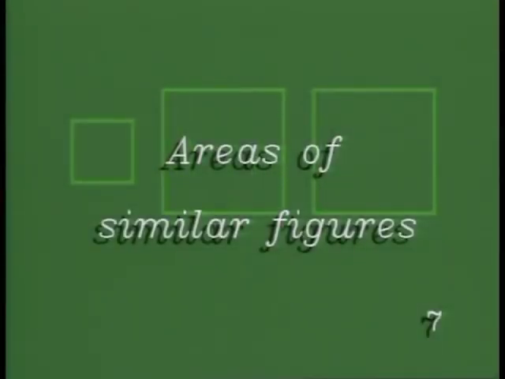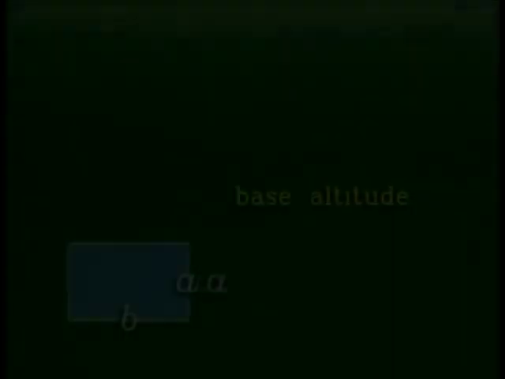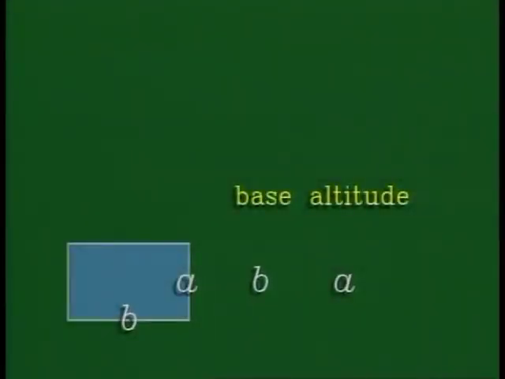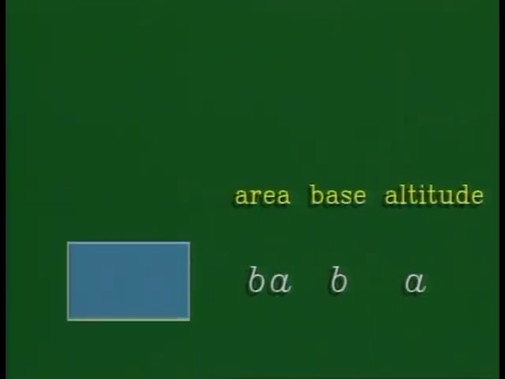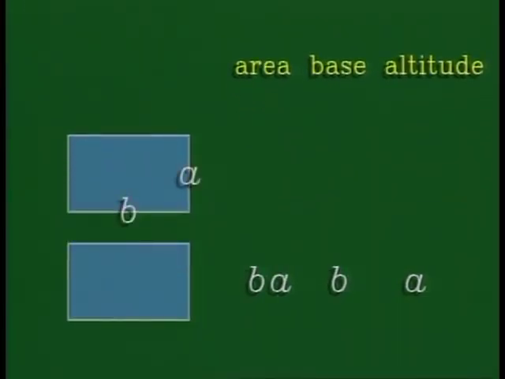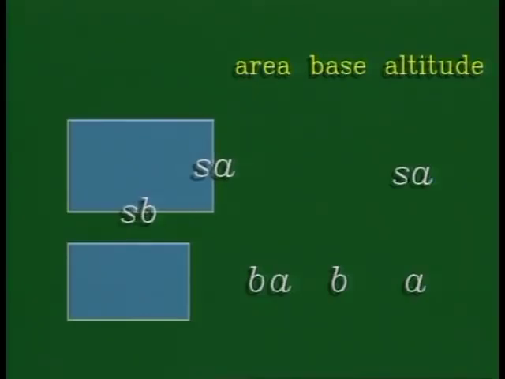What about areas of scaled figures? Start with a rectangle. Its area is the product of its base and altitude. We can scale by a factor s in 2 steps. First, stretch the rectangle by a factor s in the vertical direction only without changing its base. Then stretch in the horizontal direction without changing the altitude.